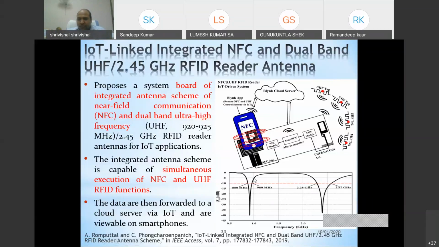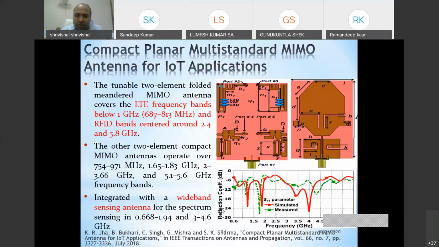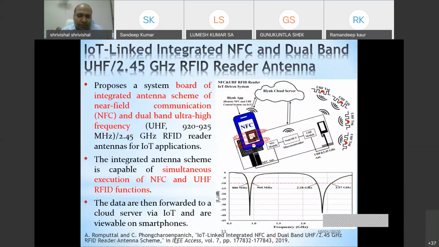So one NFC module is used here, through the 900 megahertz part of the application, and the rest of the part will be here for collecting the data, and this collected data will be further communicated to the cloud services. For that part, they have integrated the 2.45 gigahertz range here. So this is one of the possible applications people are looking ahead to in the near future.